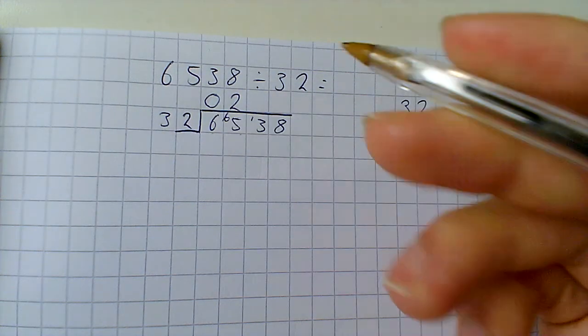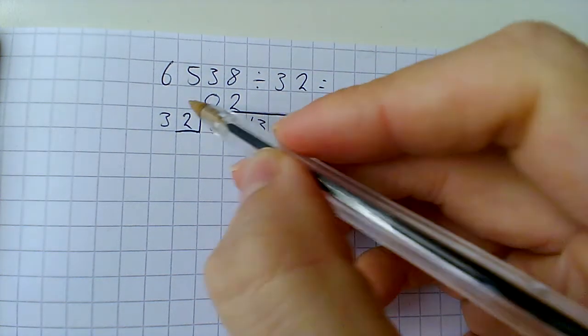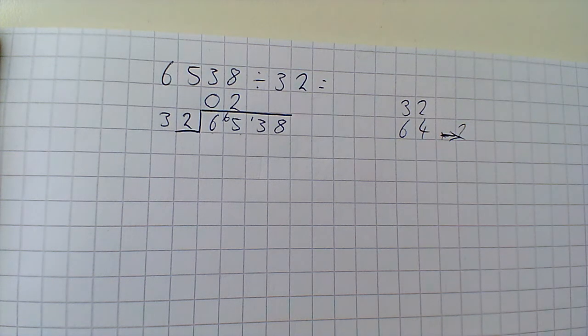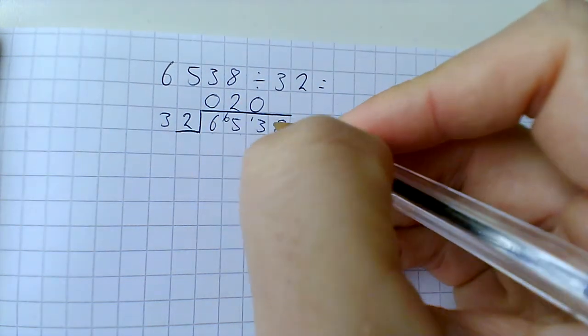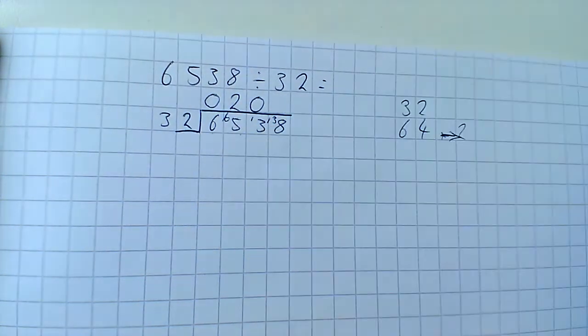Now we have 13 divided by 32. Again, there's not enough to make a group of 32. We need at least 32 to make a group of 32. 13 is well short of that. So that's 0, and the 13 gets carried across to the next place value place.